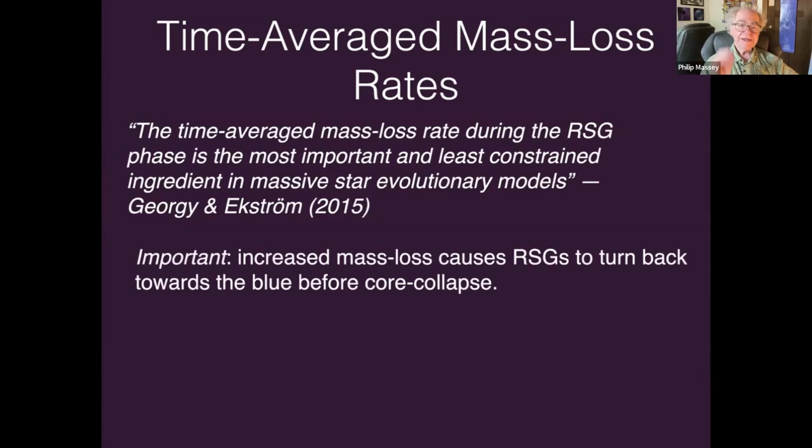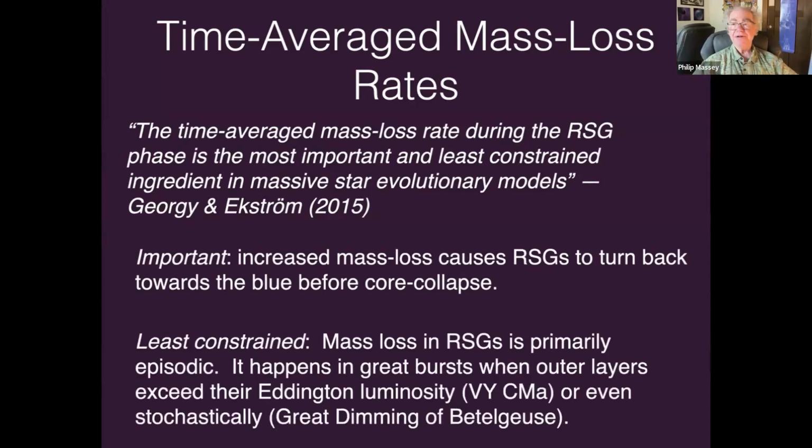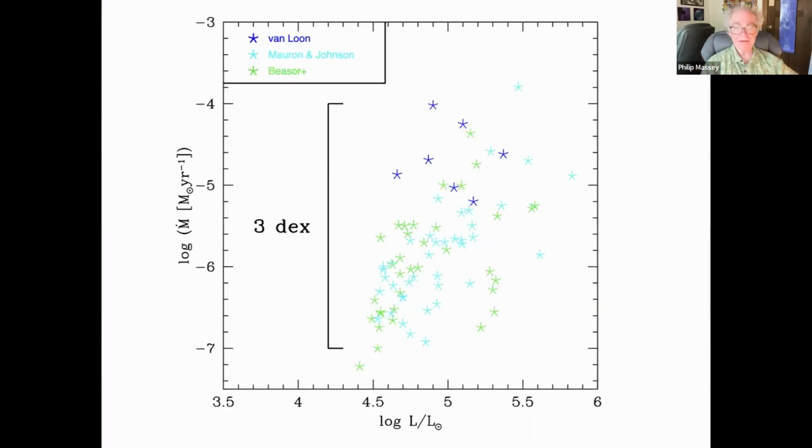It is the most important because increased mass loss causes red supergiants to turn back towards the blue before core collapse. And so you depopulate the highest luminosity red supergiants as you have high mass loss. And it's the least constrained because, as we've heard, mass loss in red supergiants is primarily episodic. It can happen in great bursts when the outer layers exceed their Eddington luminosity, as in VY Canis Majoris.